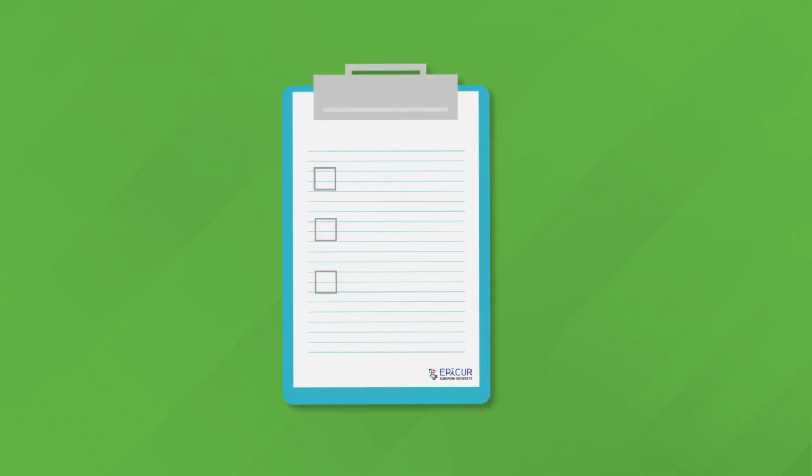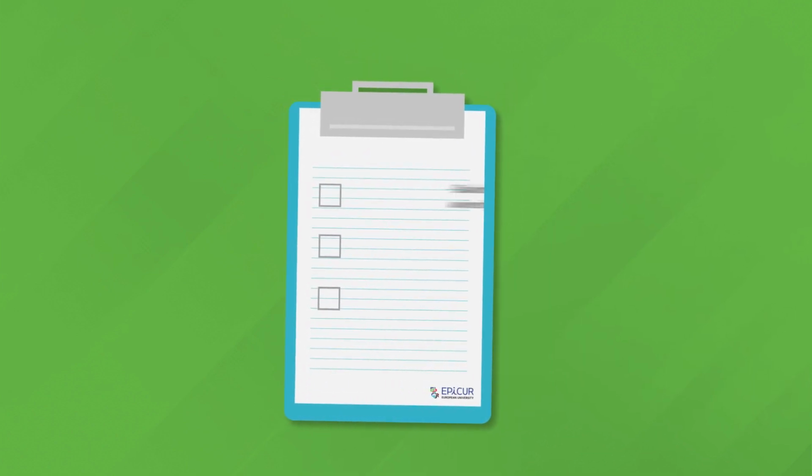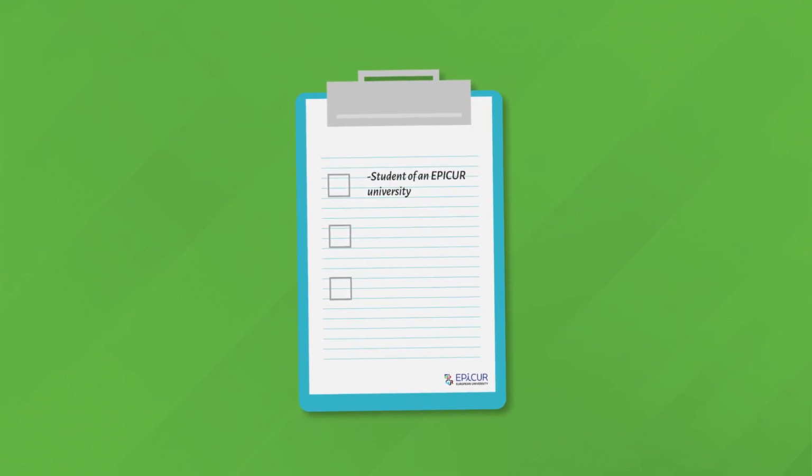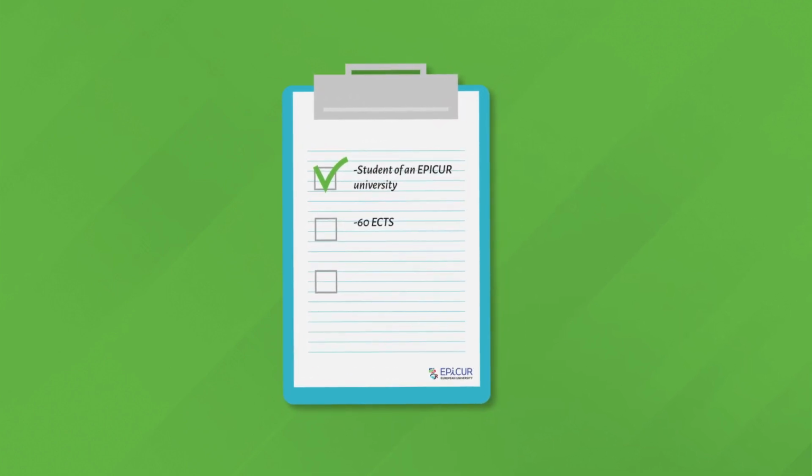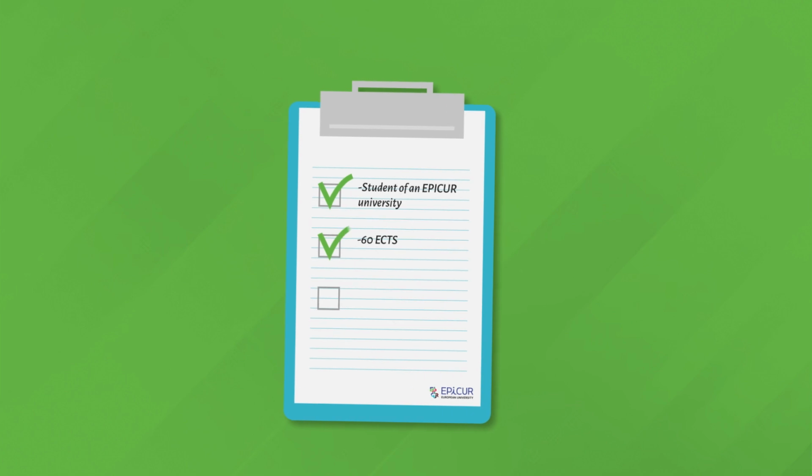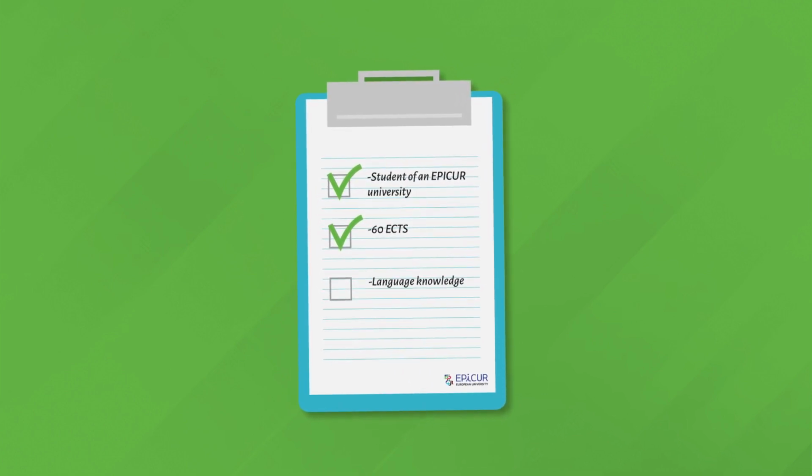Wondering how to apply for an EPICUR course? Let's start. First, you'll need to make sure you're eligible. You need to be enrolled in one of the 9 EPICUR universities, have completed 60 ECTS credits, have proficiency in the language of instruction.